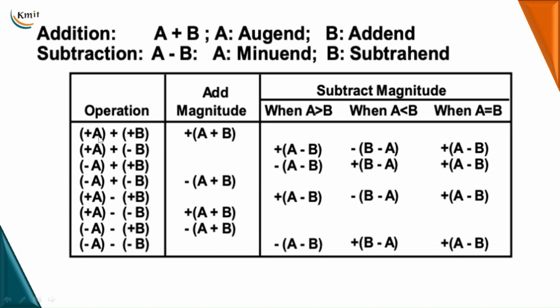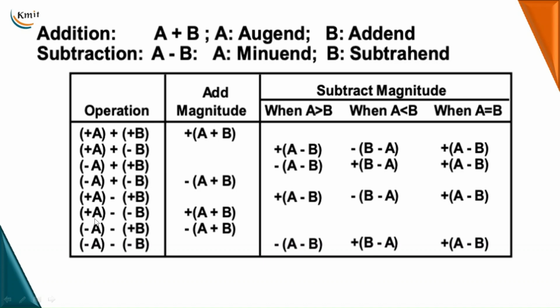So if you see here, if both have the same signs, you are adding the magnitudes in addition. But here in the case of subtraction, if both have opposite signs, one positive and one negative, A positive and B negative, or A negative and B positive, in these combinations you are adding the magnitudes.